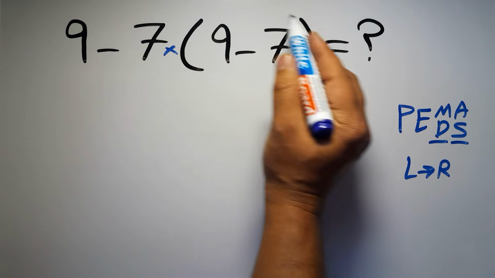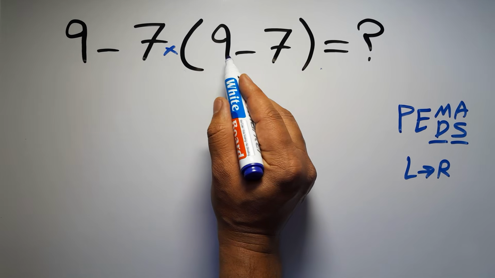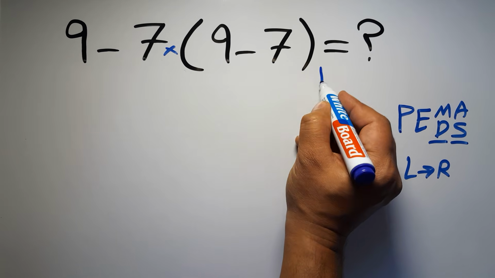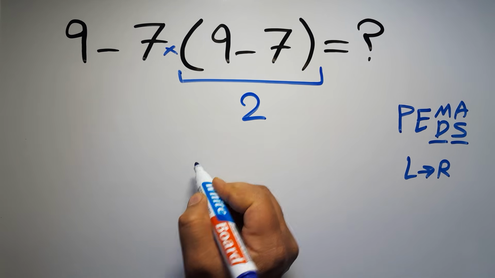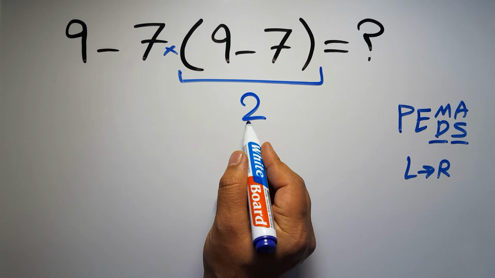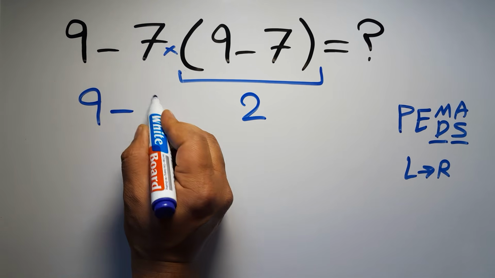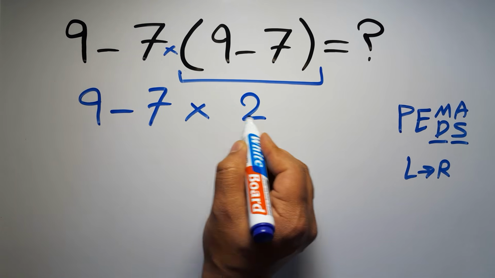So first we have to do this parenthesis. Inside this parenthesis we have 9 minus 7, which equals 2. So 9 minus 7 times 2. 9 minus 7 then times 2.